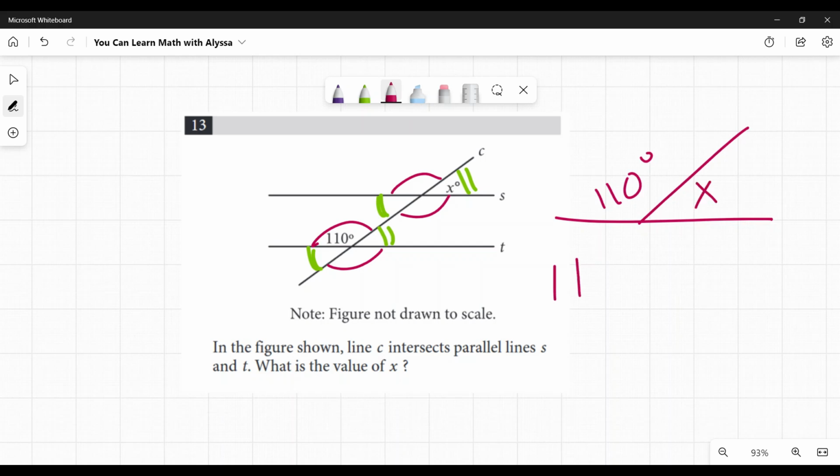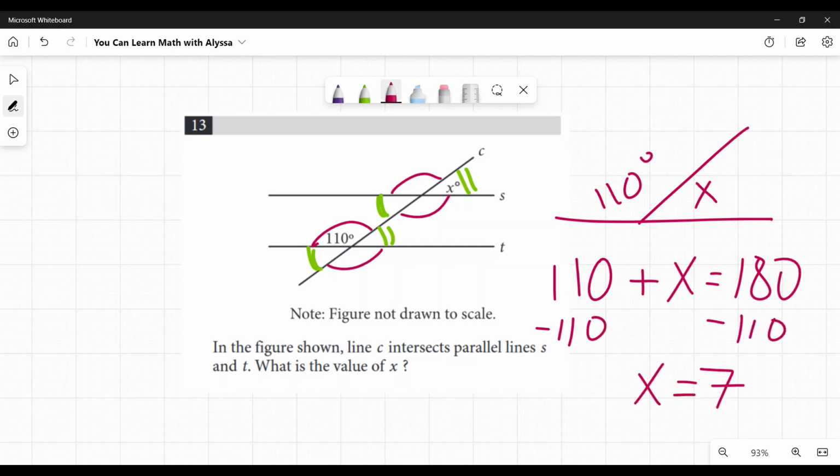Together they are 180. So 110 plus X equals 180. I subtract 110 from both sides. X is equal to 70 degrees.